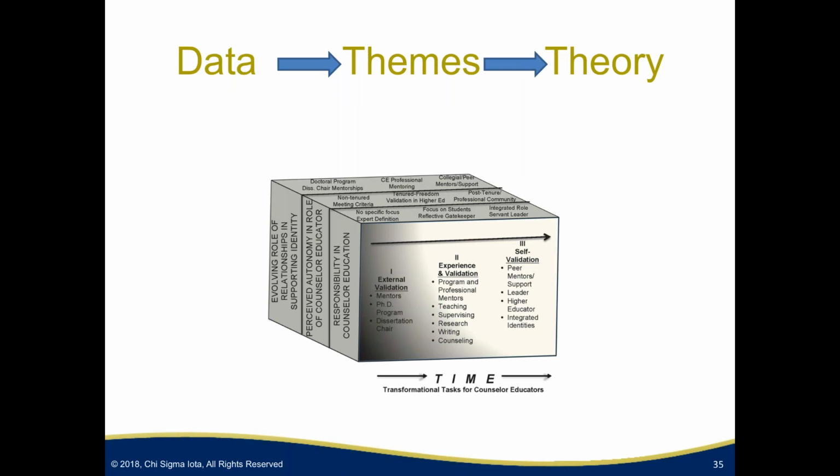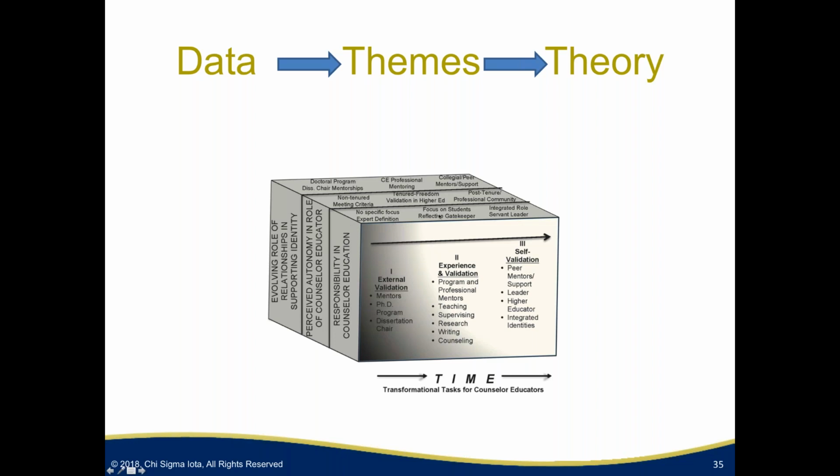So this is a visual model of the results, and when I talked about the codes emerging, these are like themes, right? These three vertical pieces are themes. But the process is what's across the front and the top. And so we see the process, or the theory, is this need for external validation over time, and with rank, it becomes a self-validation piece. And we see with the responsibility in counselor education, the assistant professors don't really have a specific focus on their responsibilities yet. And they rely on the expert definitions of counselor education when they're defining it.